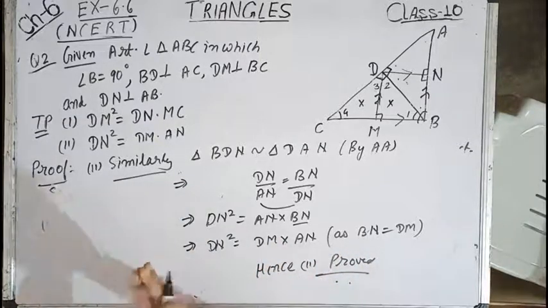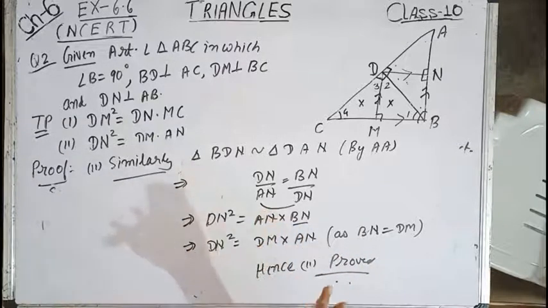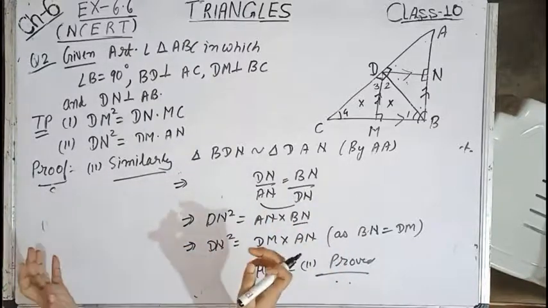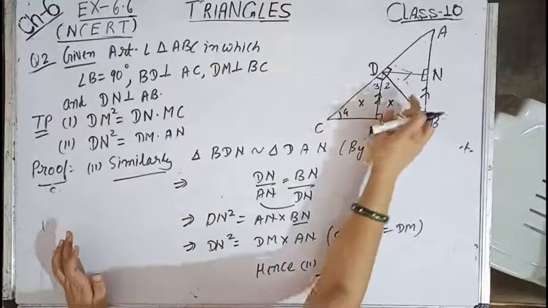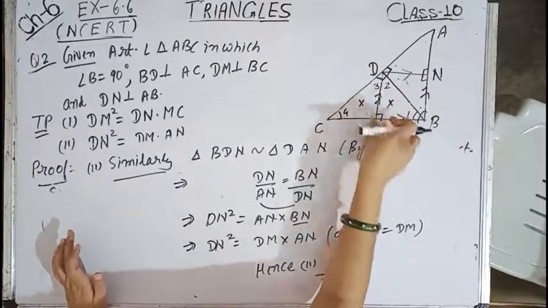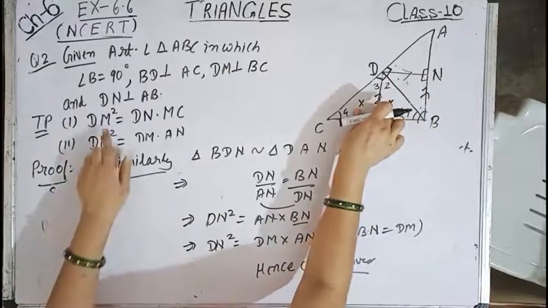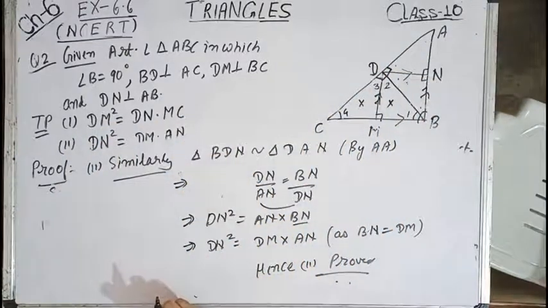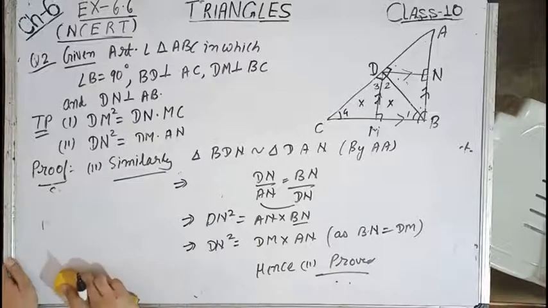So children, if you understand theorem number 4 properly in the criteria of similarity where it is done, you will do this sum very easily. Only the thing is that first prove this quadrilateral is a rectangle, then these two triangles similar will give the first relation, these two triangles similar will give the second relation, and hence proved. Let us move to question number 3.